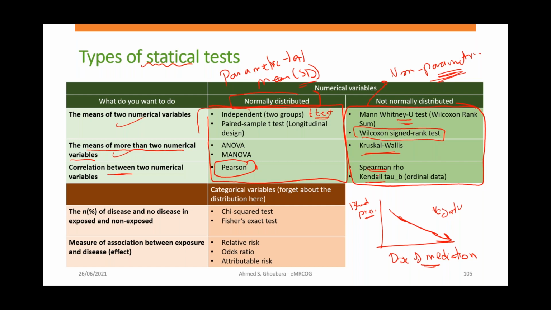Okay, guys. For the numerical variable, you need to look at the distribution first. If normal, use the parametric test. If not normally distributed, use the non-parametric test. Every parametric test has its sister non-parametric test. The t-test has Mann-Whitney and Wilcoxon, ANOVA has Kruskal-Wallis, and Pearson has Spearman. Cool? Is that cool, guys?